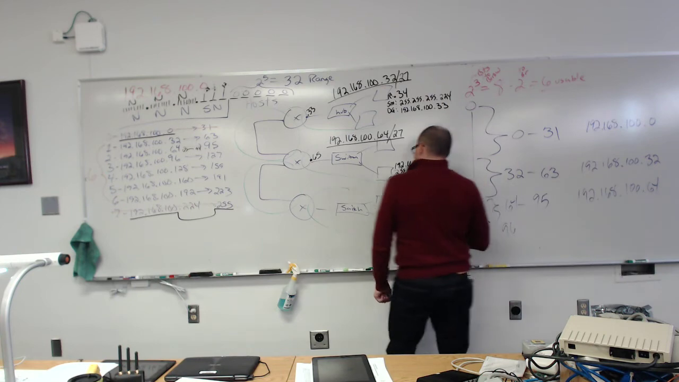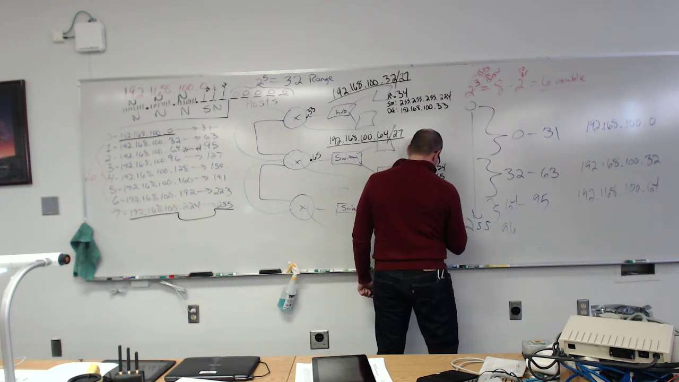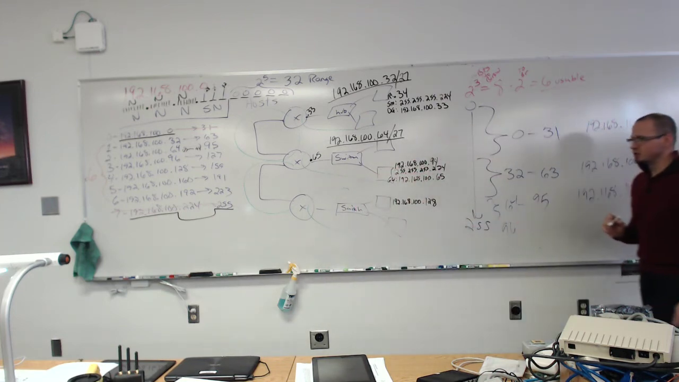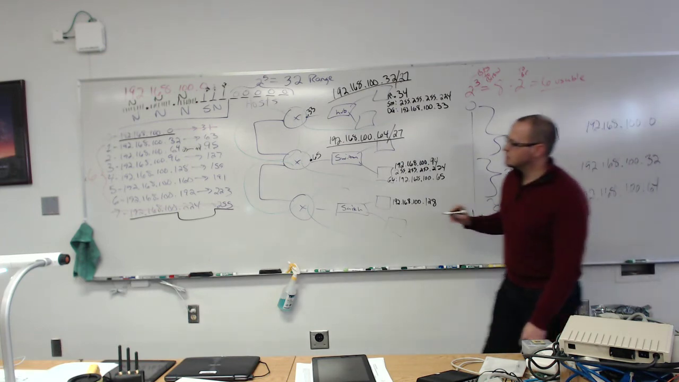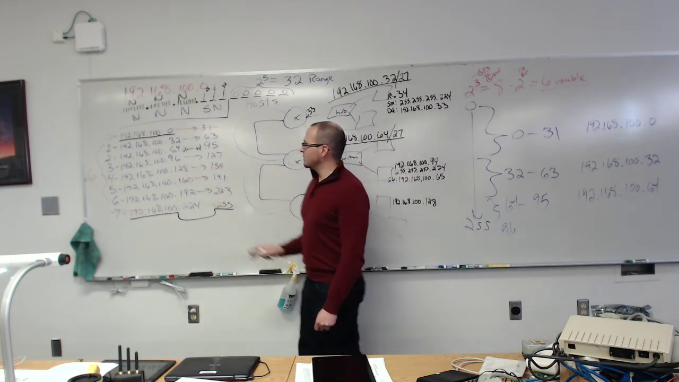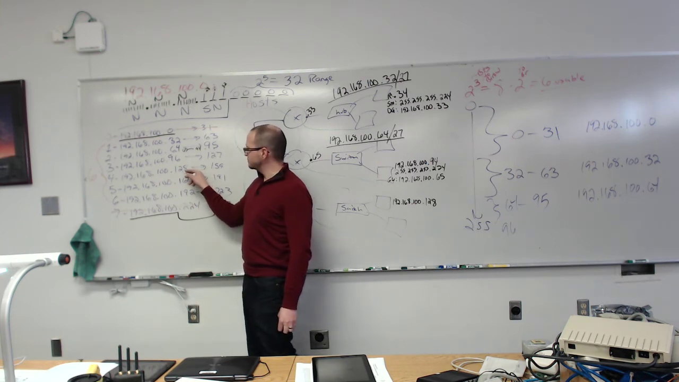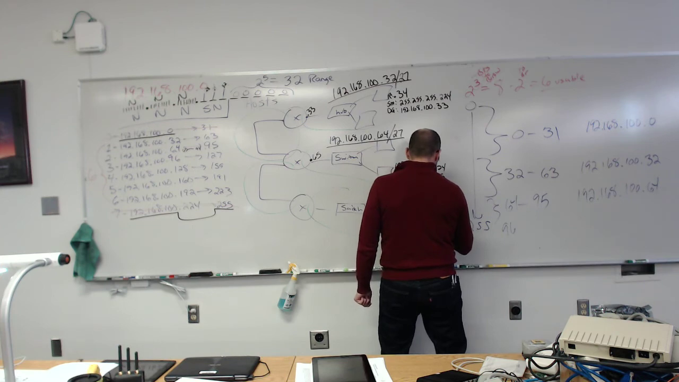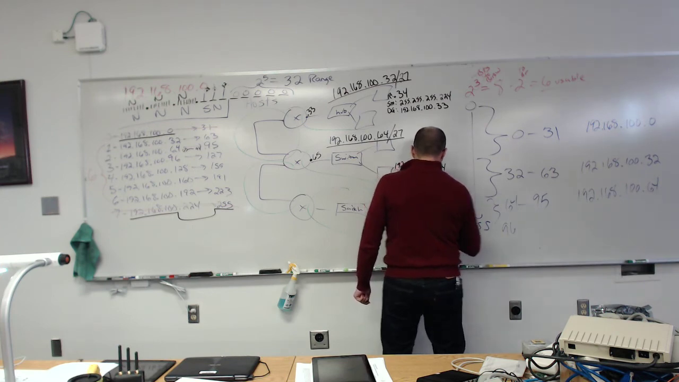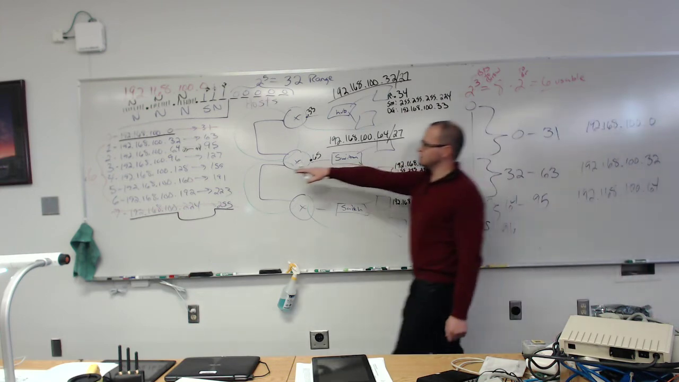Okay, let's see if I can pick one out now. First one or last one. 192.168.100.128. Not usable. Why is it not usable? Because it's the network ID for this network. But if I assign it 130, that'll work. Will that work? Yes. That fits inside of subnet 4.